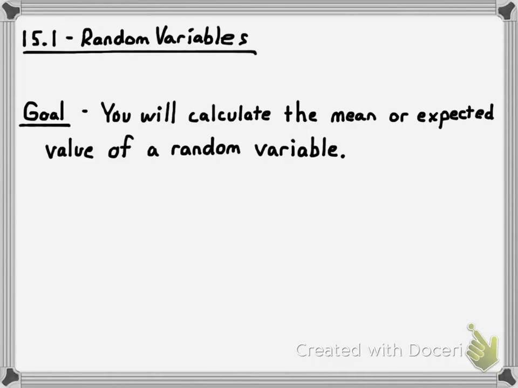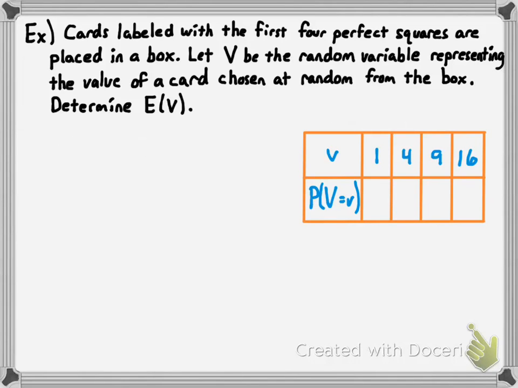Welcome everybody. We're going to be continuing in this video our discussion on random variables. In this video, we're going to focus on finding what is called the mean value or the expected value of a random variable. What I mean by mean value or an expected value is, if we were to carry out an experiment that gave us a random variable an infinite number of times, what is the value that we would expect most of the time whenever we run that experiment.